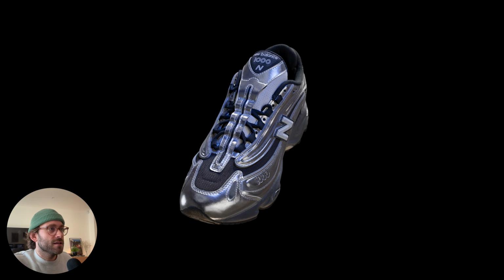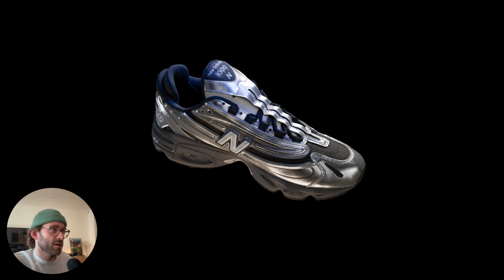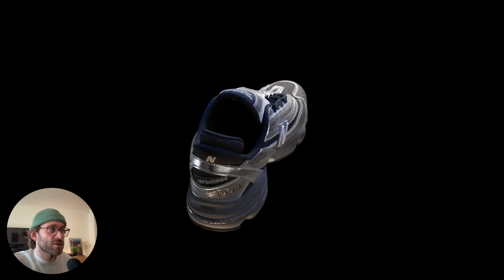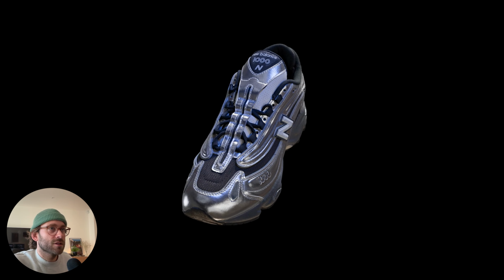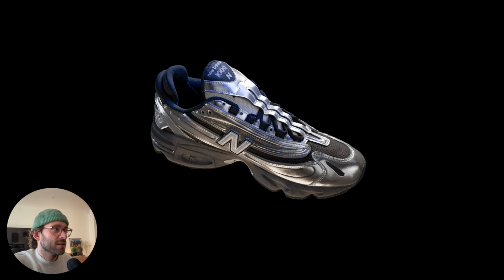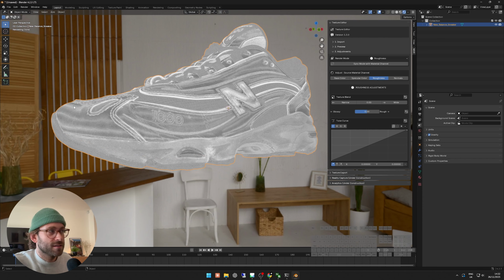So this is a very shiny New Balance trainer. This whole region here is very shiny. Now what's happening is, if we look at the roughness pass, there's like a phasing effect. Now this phasing effect is because when we did the scan of this object, we used a few loops. So we didn't have a nice even coverage.